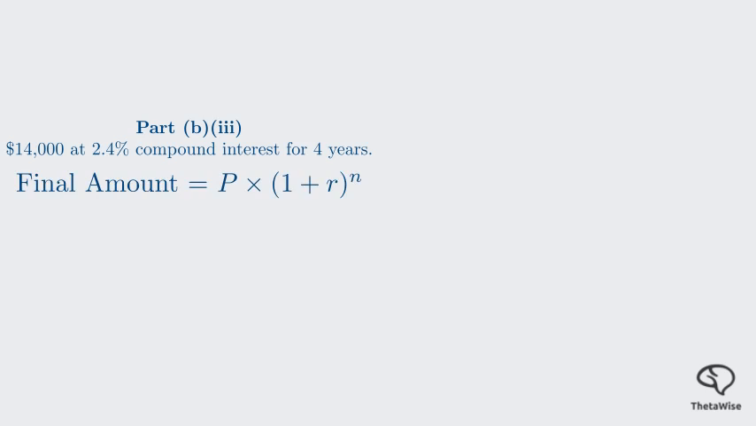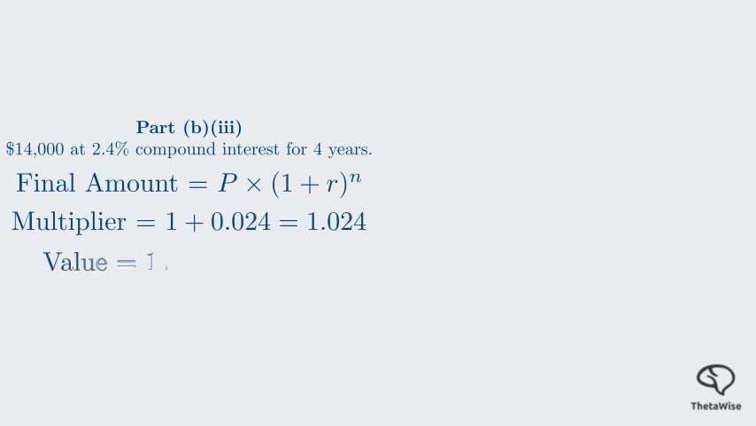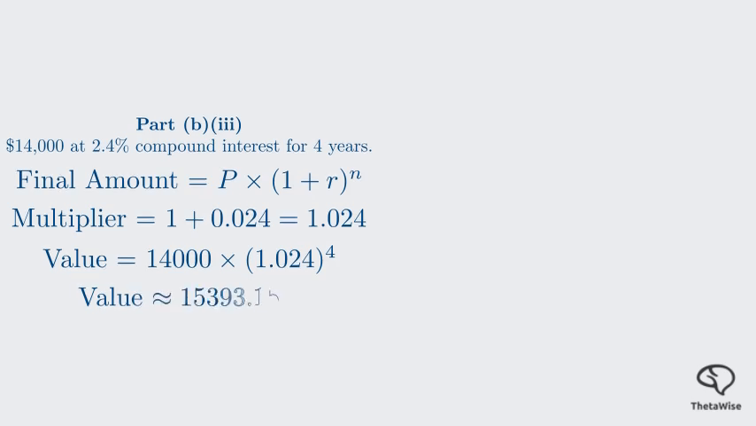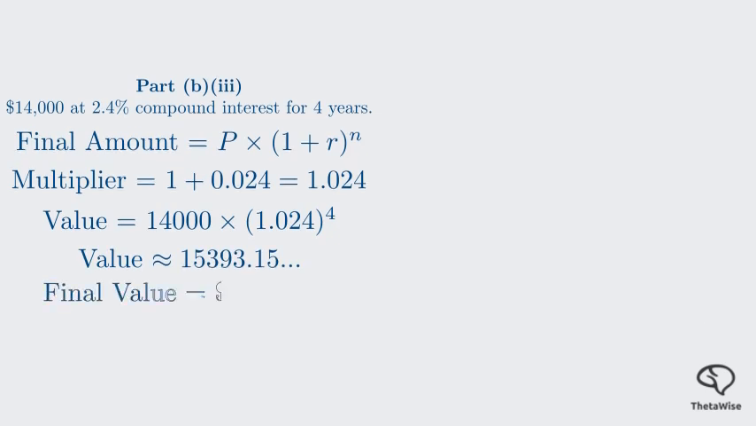In Part B, Mira invests $14,000 at 2.4% compound interest for 4 years. For compound interest, we use the formula: final amount equals principal times the multiplier to the power of time. A rate of 2.4% gives a multiplier of 1.024. The value is 14,000 times 1.024 to the power of 4. This equals approximately 15,393.15.